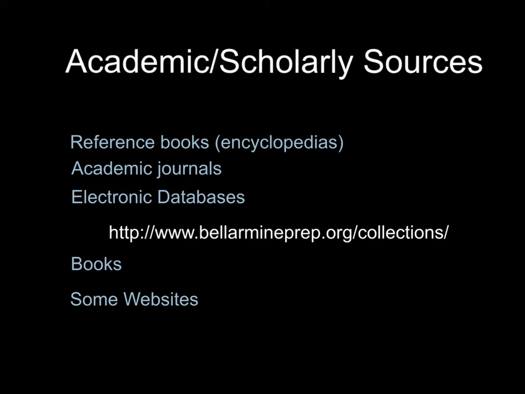Here's a list of a few different kinds of sources that would work as scholarly sources for this paper that you're writing. Encyclopedias are often a good place to start your research. Then you'll want to start narrowing down and finding sources that can give you a little bit more in-depth look at whatever you are researching. So academic journals are a good possibility.